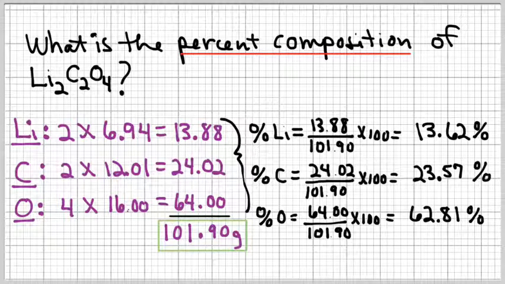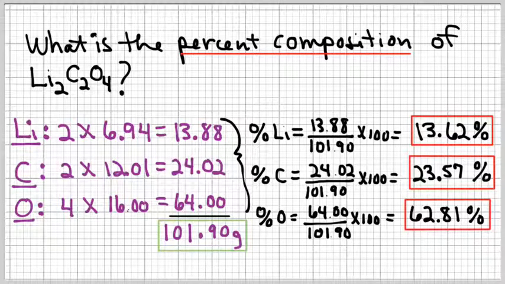So for this compound, 13.62% is lithium by mass, 23.57% is carbon by mass, and the majority, 62.81%, is oxygen by mass. That's how you do percent composition.